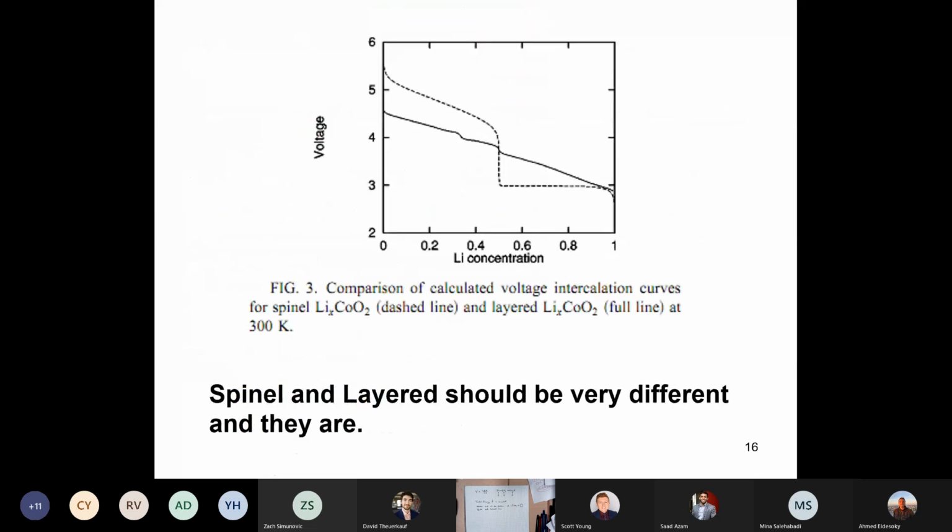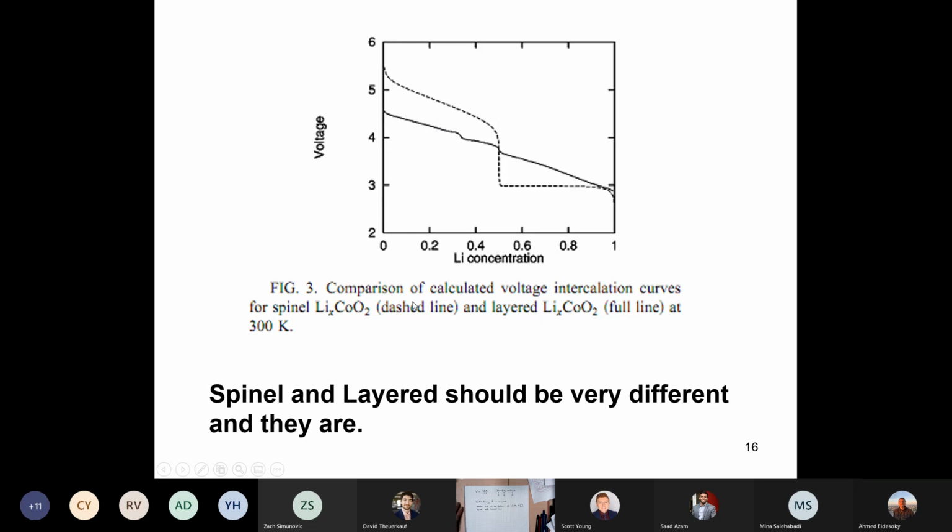So here's the result of a calculation. And what they've done here is they've calculated the voltage curves for spinel lithium cobalt oxide, which is the dashed line, and layered lithium cobalt oxide, which is the full line at roughly room temperature.